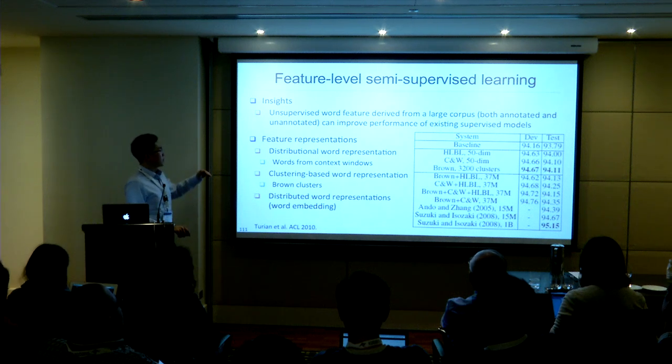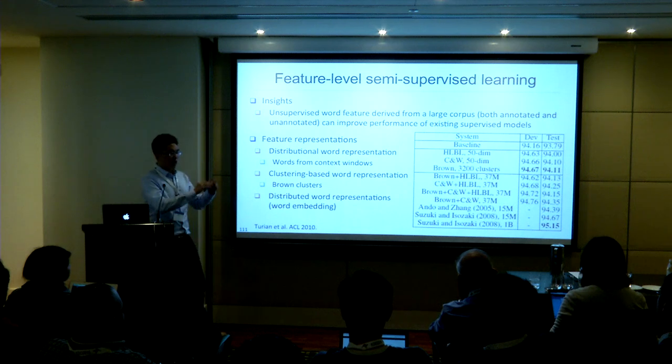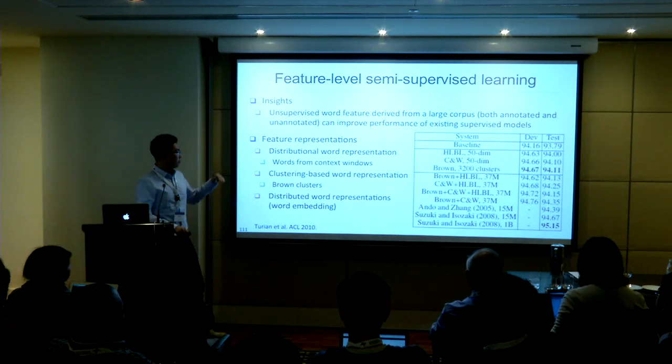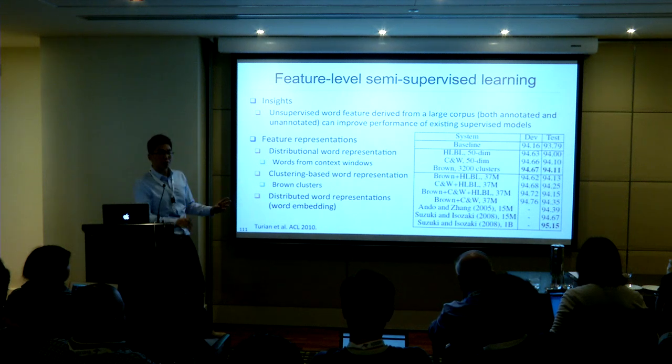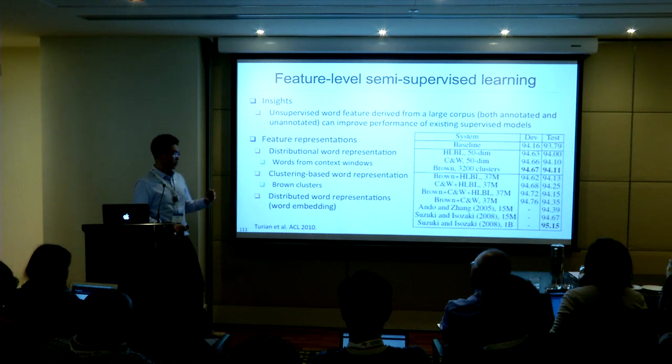So there's a lot of feature representation that can be derived on an annotated corpus. For example, the distributional word representation we talked about is simply the words in the context window. And you can even cluster them into different semantic groups, and then use the group's ID as the feature to fit into the classifier. For example, you can use Brown clusters, which are pretty general clusters derived on the English corpus.